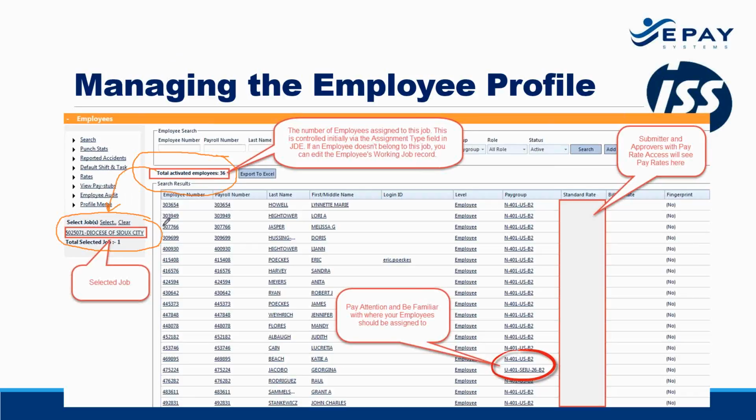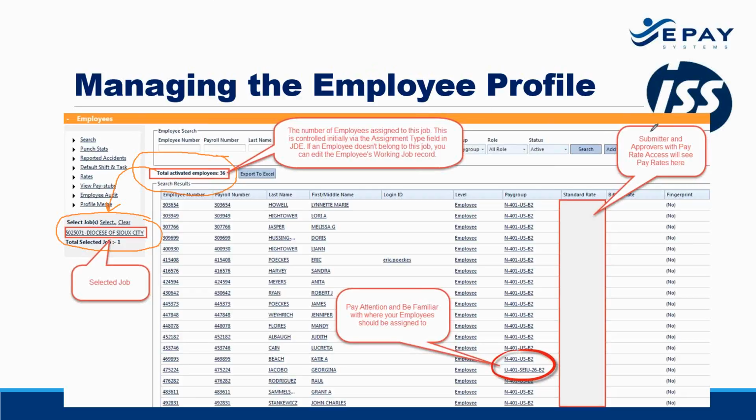Now, keep in mind that the number of employees assigned to this job is really controlled initially by that assignment type that I talked about a while ago over in JDE. So the main concern that comes up is sometimes our employees have too many jobs, access to too many jobs, and that is obviously controlled at the employee level. From that you can actually go into access as well. But ultimately, we should always clean up JDE because JDE is our system of record, and we want to make sure it's always correct there initially.